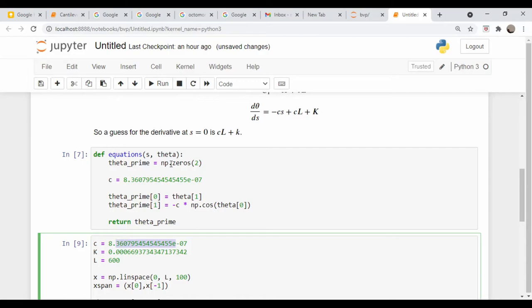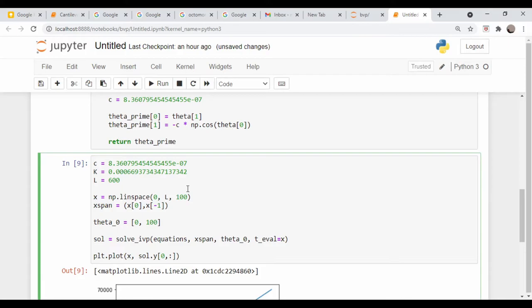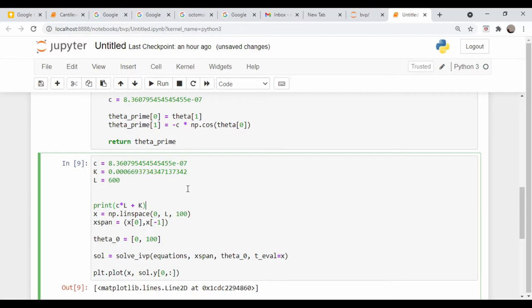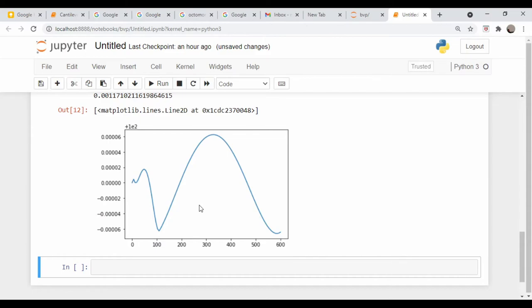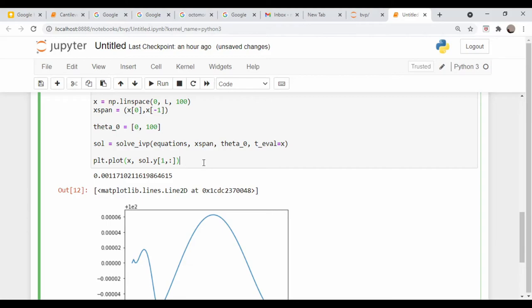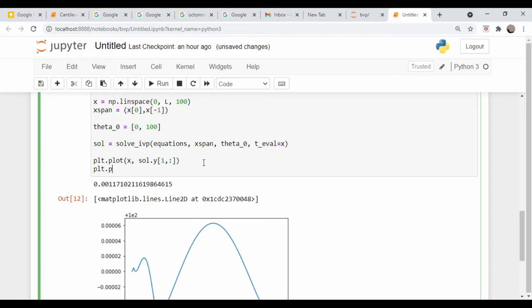So let's just print that out. Print c times L plus k. So that's going to be my starting guess, about 0.00117. And down here, rather than plot the function itself, I can plot its derivative. So I'm going to change this to the second row, which is the derivative of the function. So the derivative is all over the place. Let's also plot our boundary value at the end, just for visualization purposes. So plt.plot L, comma, k, and let's make it a dot.